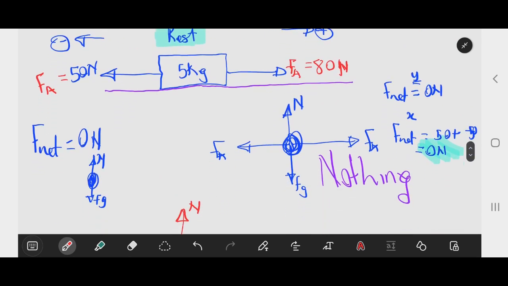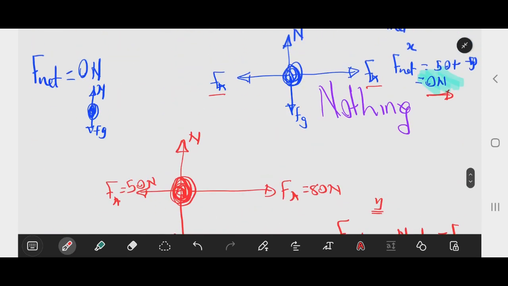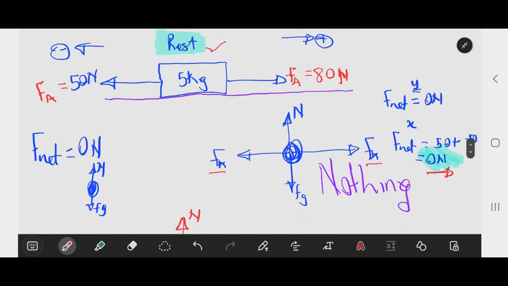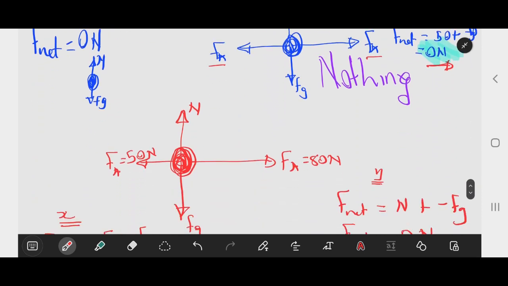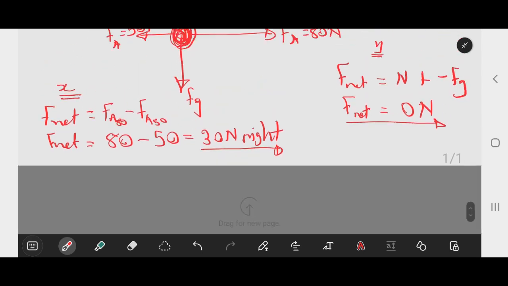So now what will happen to the object? Because we concluded that if the two forces were equal and the net force was equal to 0, nothing would happen to the object. It will remain at rest. But now we are applying two forces which are not equal in opposite directions, and we have a net force of 30 newtons to the right. So now what will happen to the object?